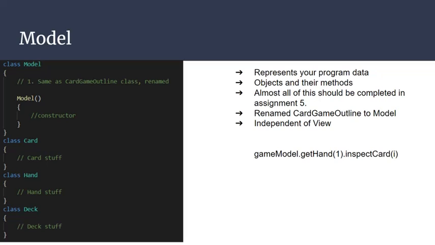So the model represents the data for your program. It also contains objects and their methods. Most of this should have been completed in assignment 5. Not much new for just phase 1. I think I would just rename the class card game outline to model and then include the card, hand, and deck classes. And that's about it.